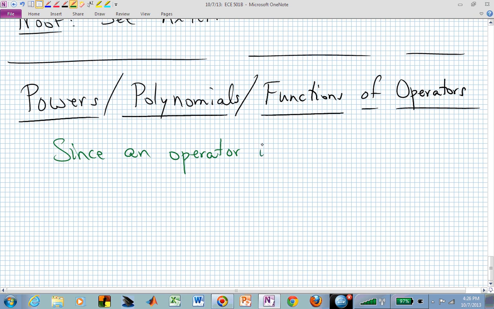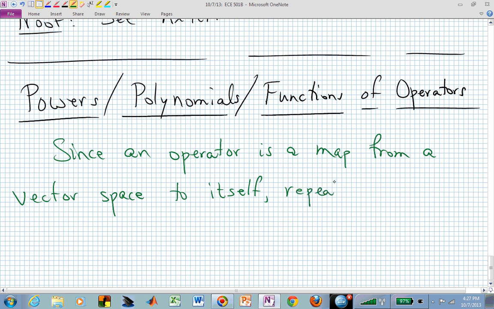Since an operator is a linear map from a vector space into itself, then we can repeat those mappings without a problem. Repeated applications of this map are well defined.